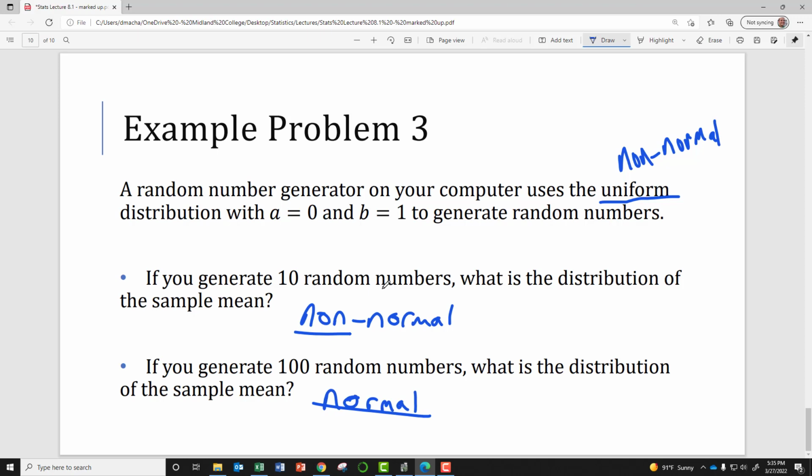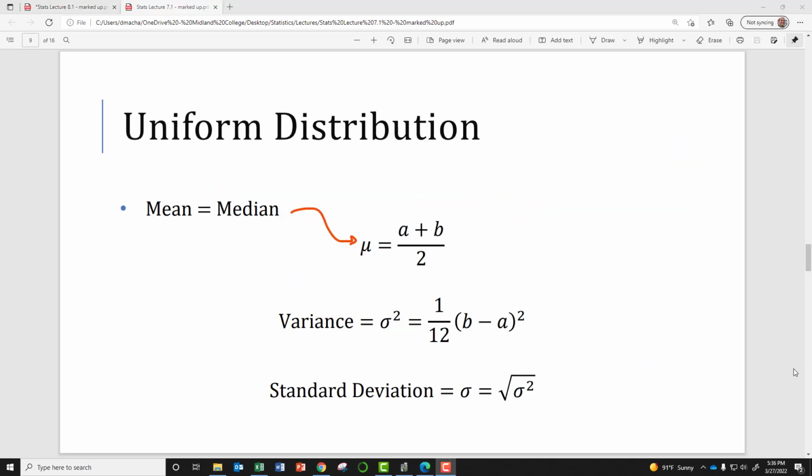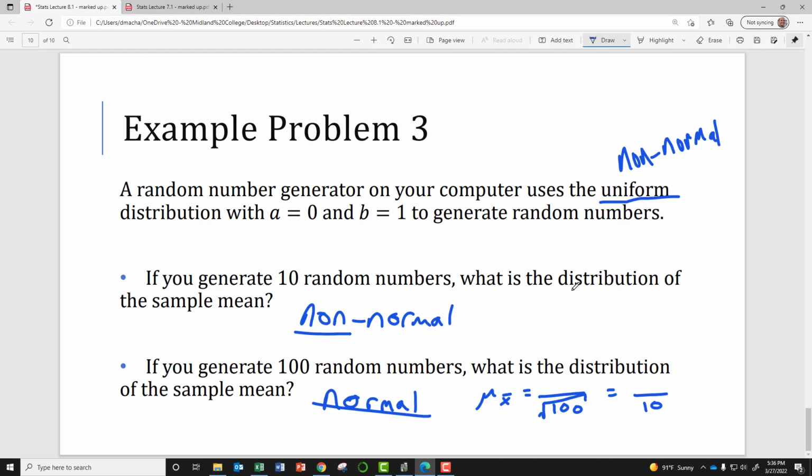But in our second case, we would say that the standard deviation of my sample mean would be whatever the standard deviation of this uniform distribution is, divided by square root 100, which is 10. What is the formula for the standard deviation of a uniform distribution, though? I might have to pull up previous lecture notes. So the formula for that is a little bit complicated. It's 1/12 of b minus a squared for the variance. And so for us, b minus a is just 1. 1 minus 0 is 1.